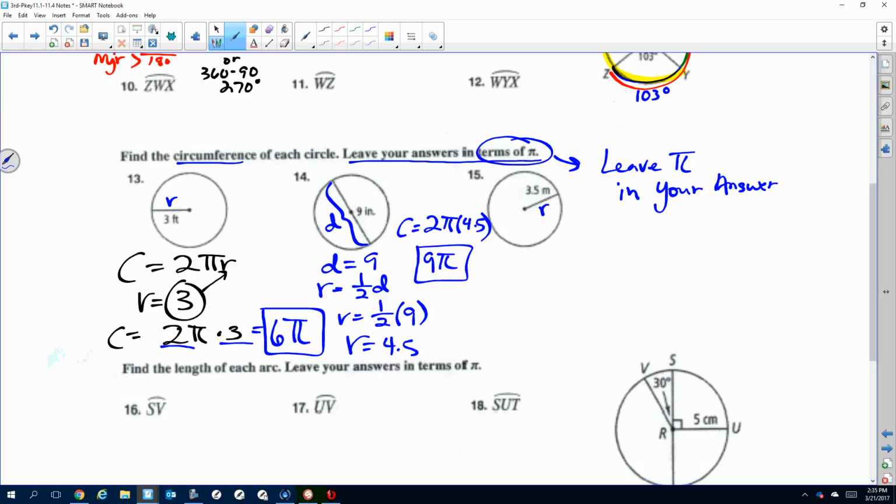All right, so you try number 15, and it is going to be a whole number answer with pi. All right, and now we can go to the video for the next and the final section.